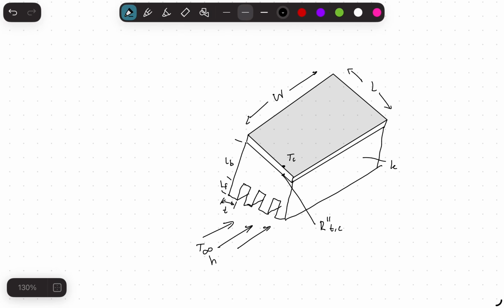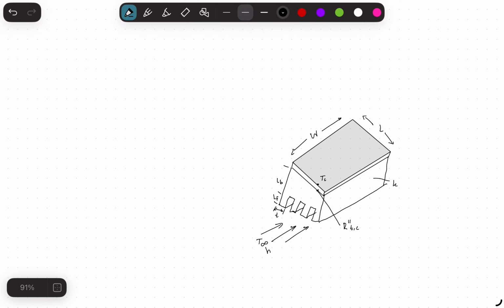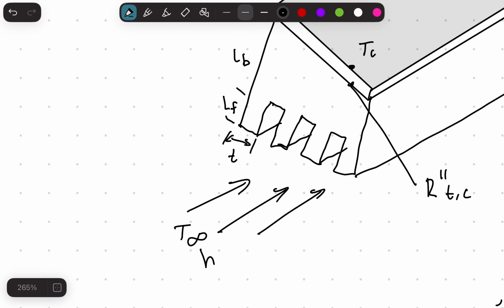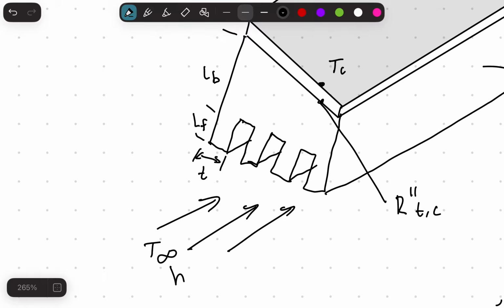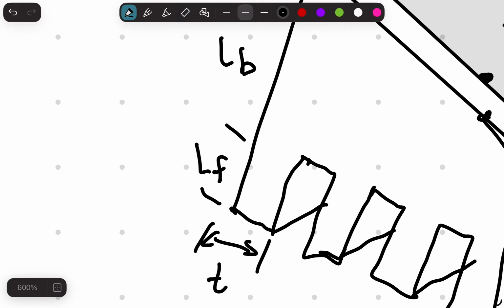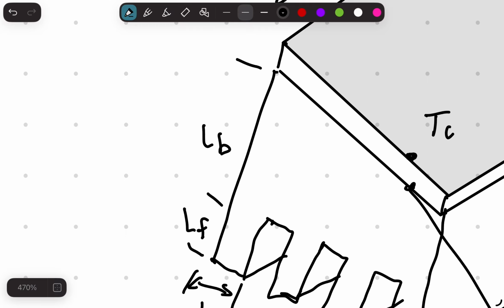Hello, today we'll be doing the multiple fin problem. So I'm just going to jump straight into it. So right here, these are all the givens: the ambient air, heat transfer coefficient, the thickness of each of these fins. LF is the length of the fin. LB is the length of the base, basically a solid material.